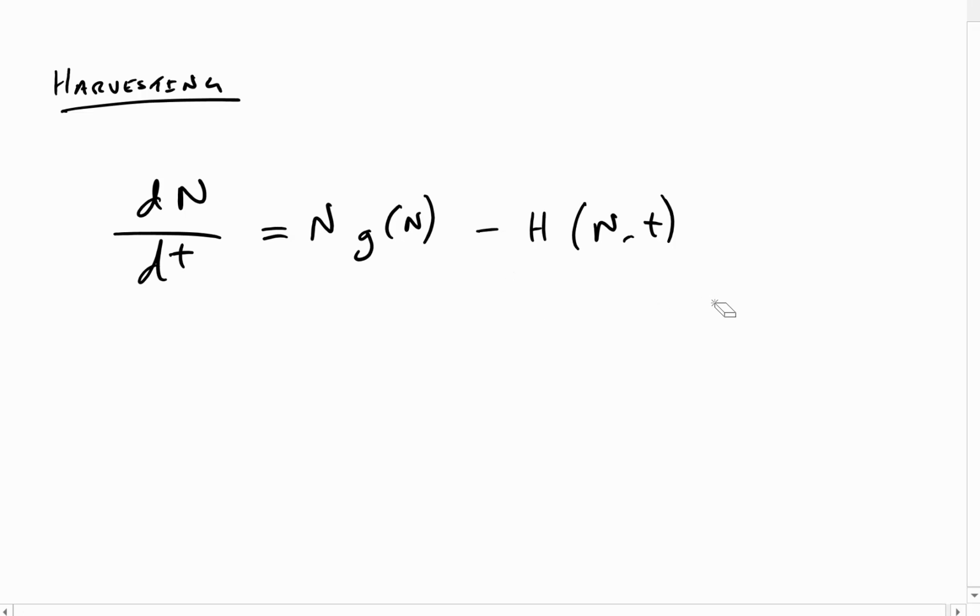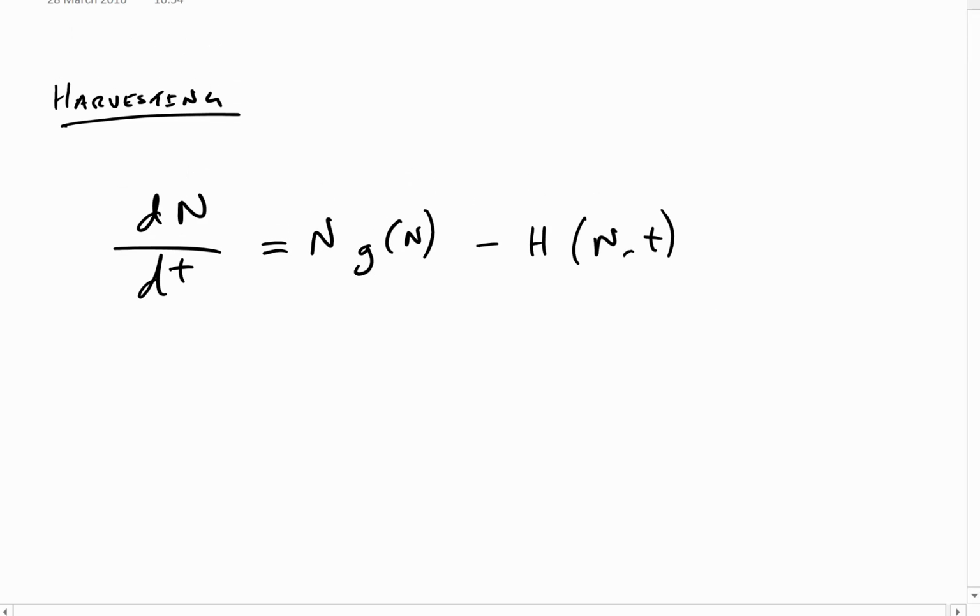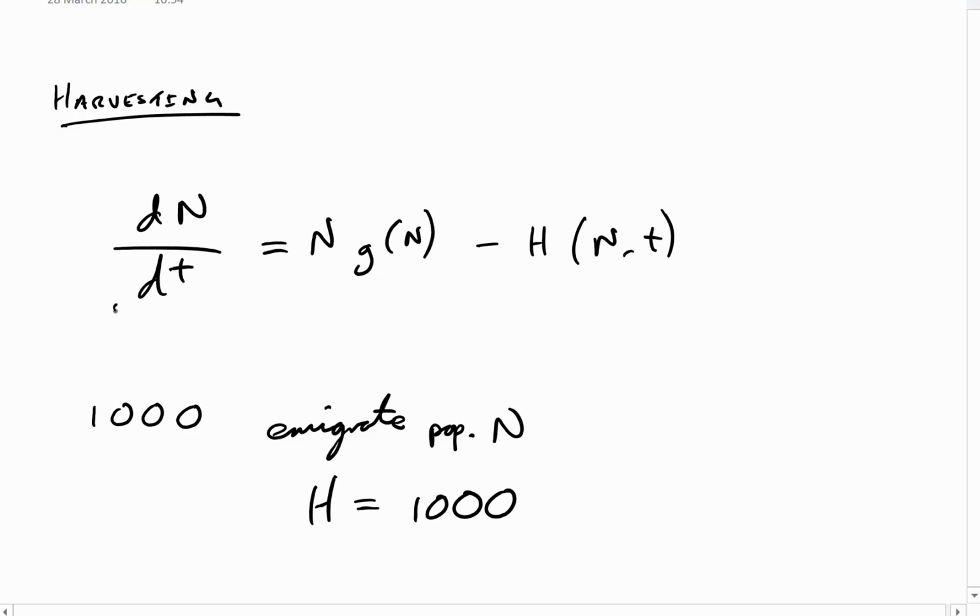Let me show you an example. So let's say, for example, that 1,000 people emigrate from a country of population size N. So that's the population of the country, and 1,000 people emigrate from that. So therefore, the hunting term in this case, if it's emigration, would be 1,000. Because we have our population, and then 1,000 people are removed from that population, and that's taken into account with the harvesting.